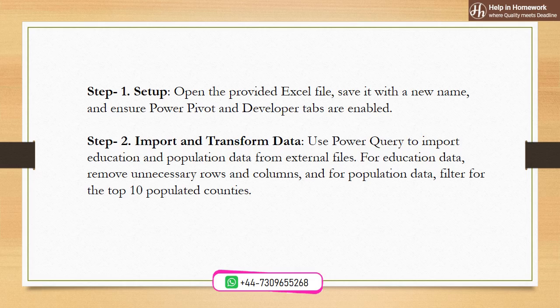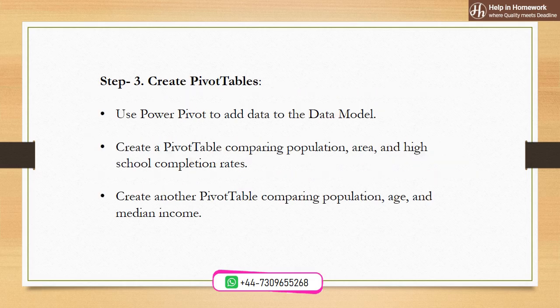Step 1. Setup. Open the provided Excel file, save it with a new name, and ensure the Power Pivot and Developer tabs are enabled. Step 2. Import and transform data. Use Power Query to import education and population data from external files. For education data, remove unnecessary rows and columns, and for population data, filter for the top 10 populated counties.